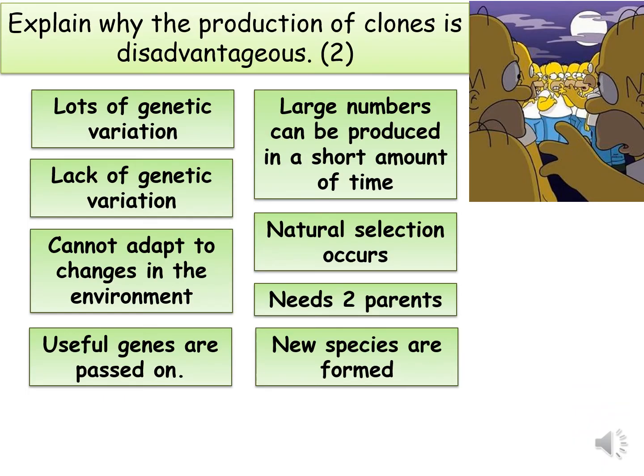In an exam, you may be asked to explain why the production of clones is disadvantageous. You may be either asked this kind of question and asked to justify your reasons, or you may be given a number of different responses in which you need to choose the correct two answers. We have the following answers here: lots of genetic variation, lack of genetic variation, cannot adapt to the changes in the environment, useful genes are passed on, large numbers can be produced in a short amount of time, natural selection occurs, it needs two parents, or new species are formed. I'd like you to pause the video for a moment and choose the two sentences that you think are the correct answers.